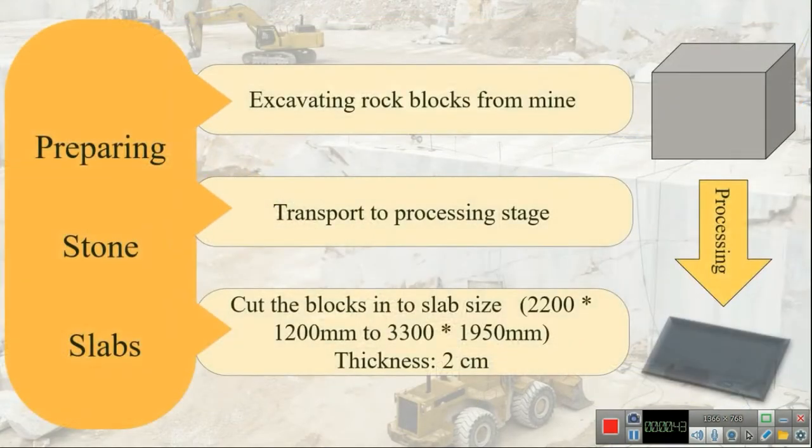To make it short, preparing stone slabs has 3 stages: excavating the rock block from the mine, transporting the rock blocks to the processing stage, and at the end, cutting the blocks into slab size. The standard thickness of slabs is 2 cm, and for normal projects the length is 220 cm. For exporting, it could be 280 cm too.